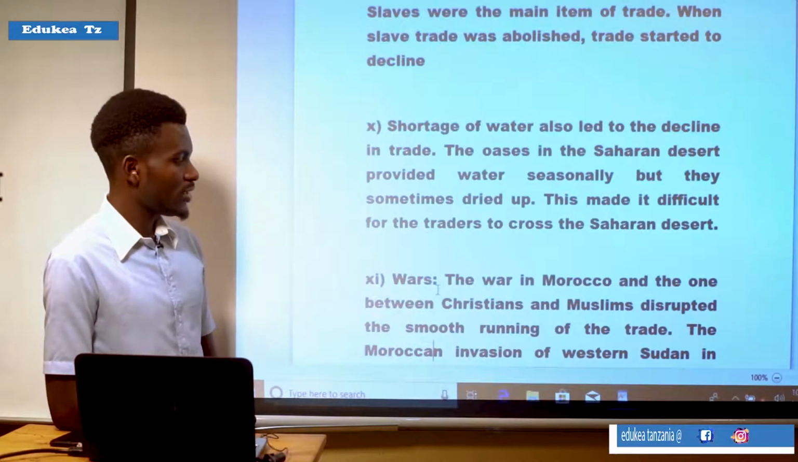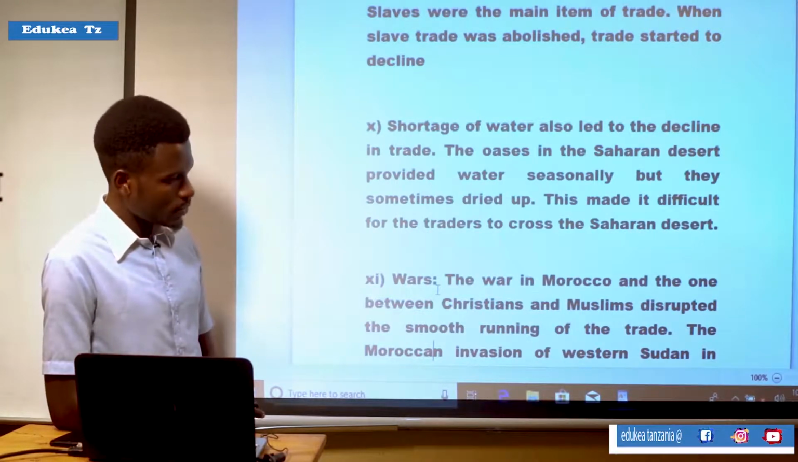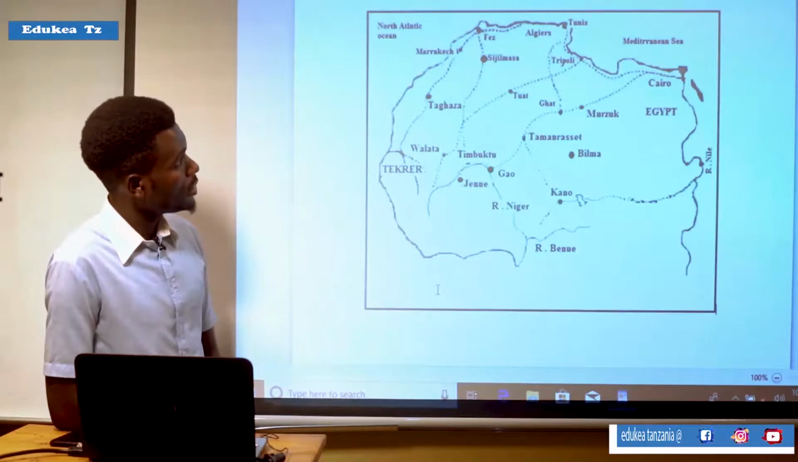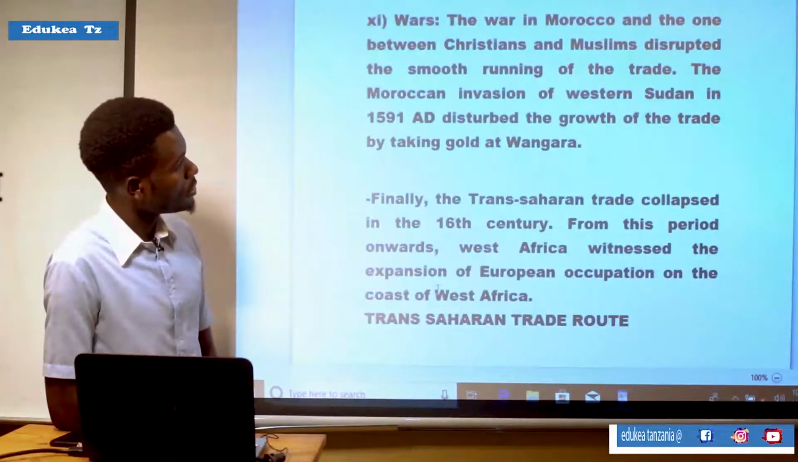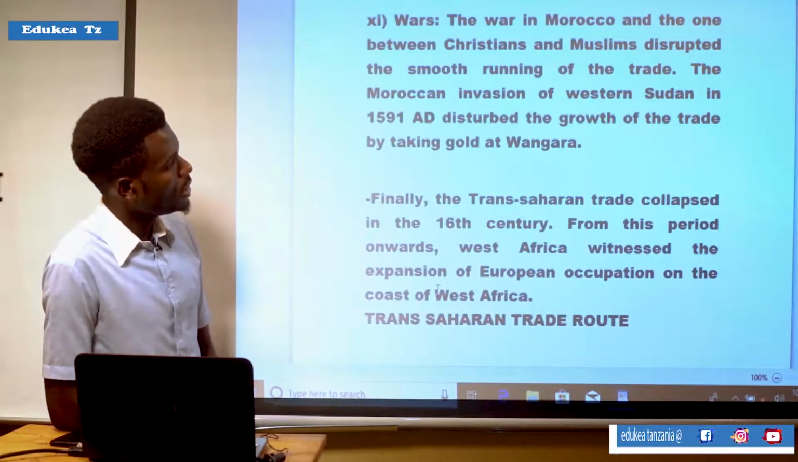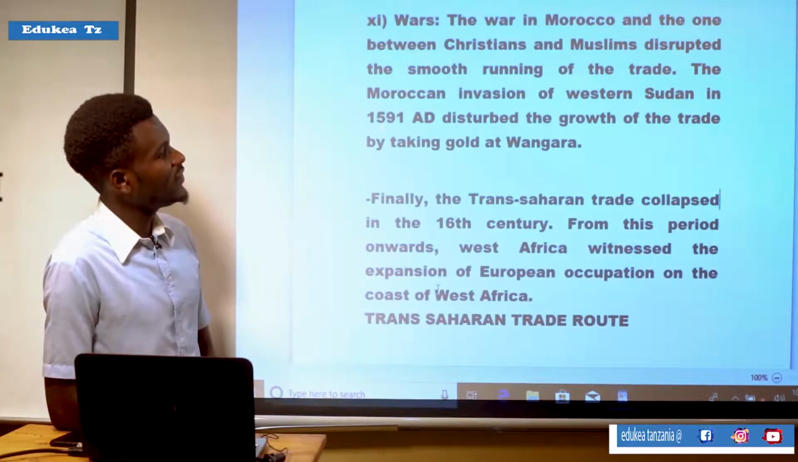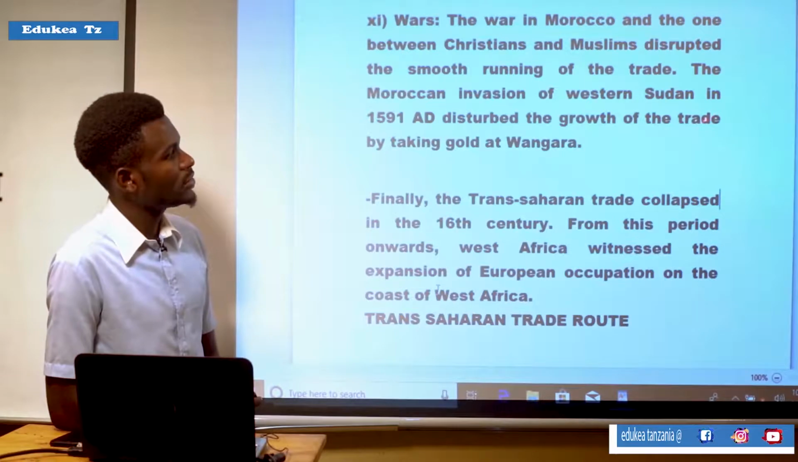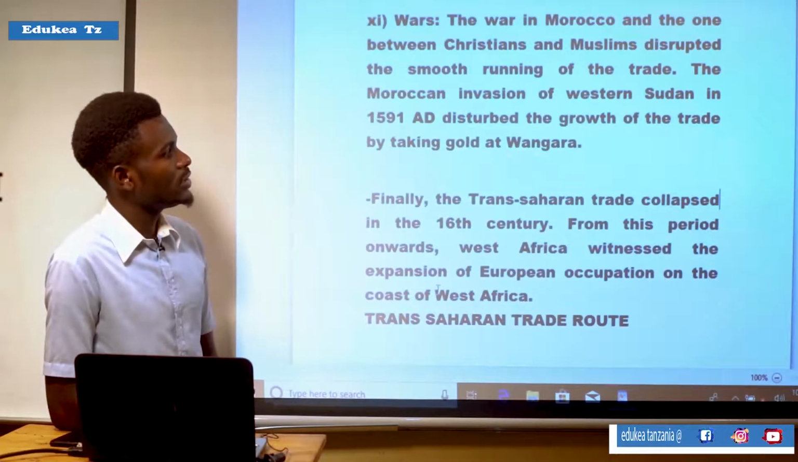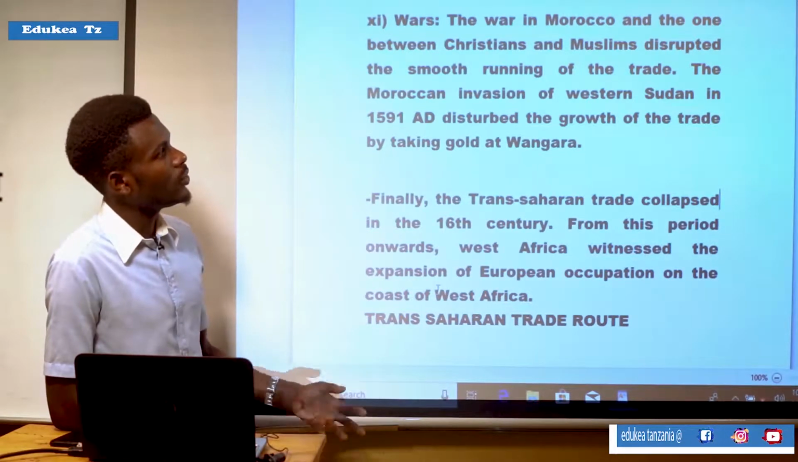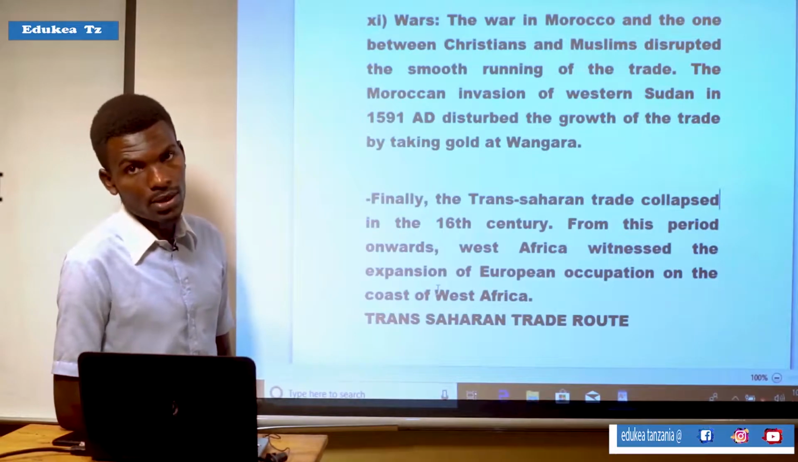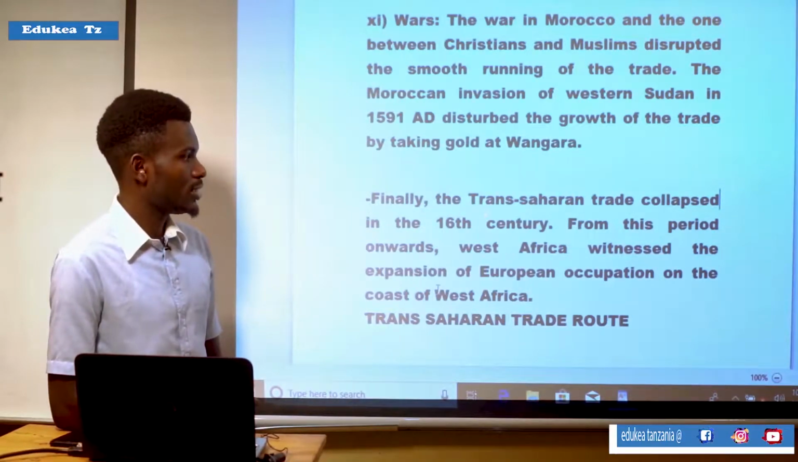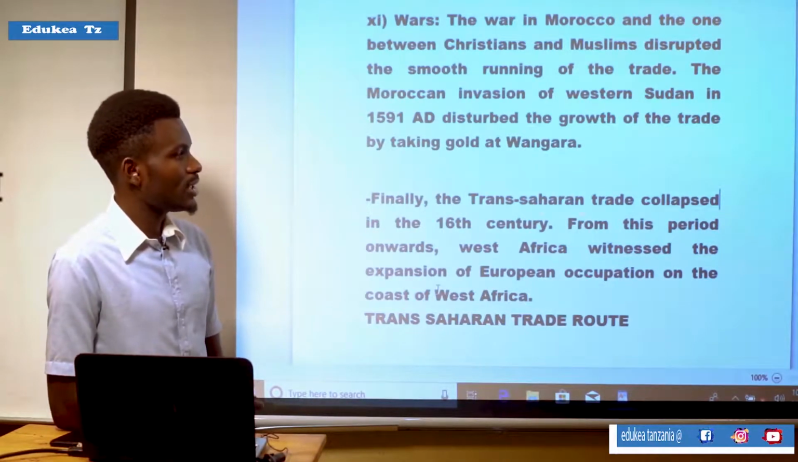The Moroccan invasion of Western Sudan in 1591 AD disturbed the growth of the trade by taking gold at Wangala. It means that the wars also led to the collapse of the transatlantic trade. Finally, the transatlantic trade collapsed in the 16th century.